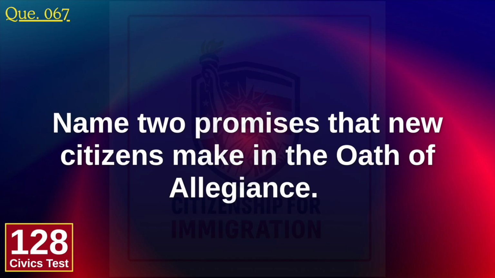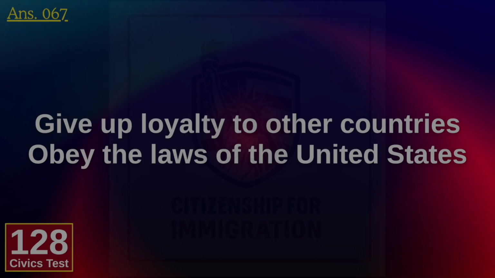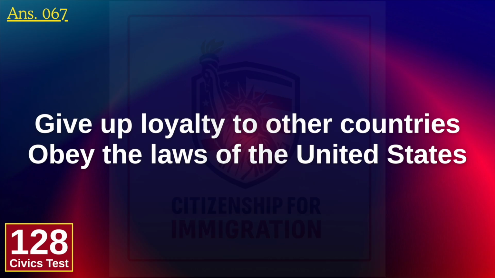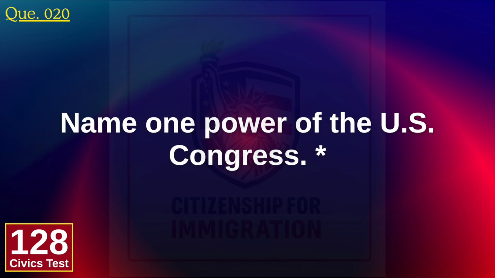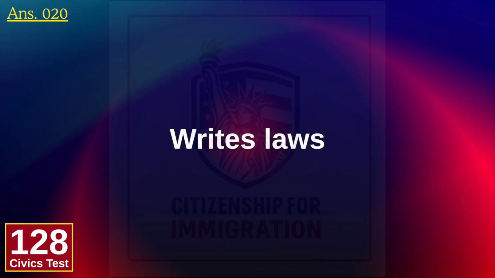Name two promises that new citizens make in the oath of allegiance. Give up loyalty to other countries. Obey the laws of the United States. Name one power of the U.S. Congress. Rights laws.